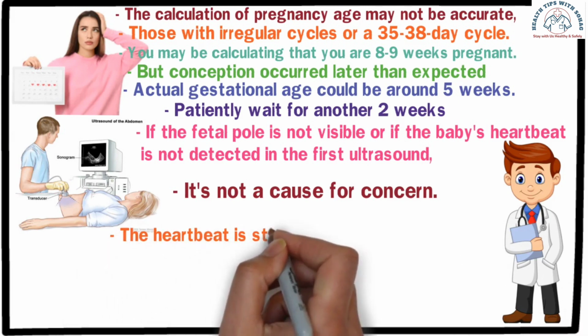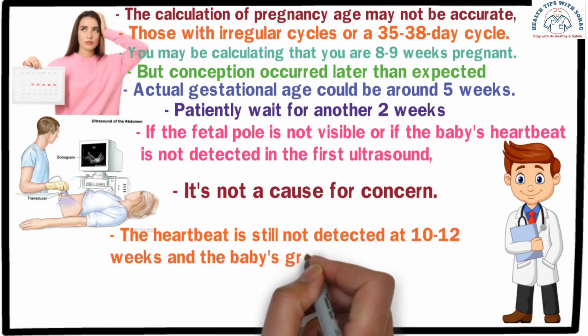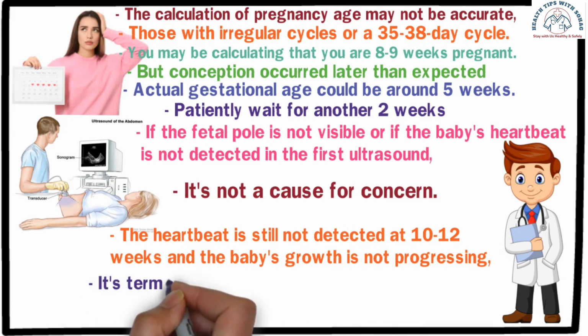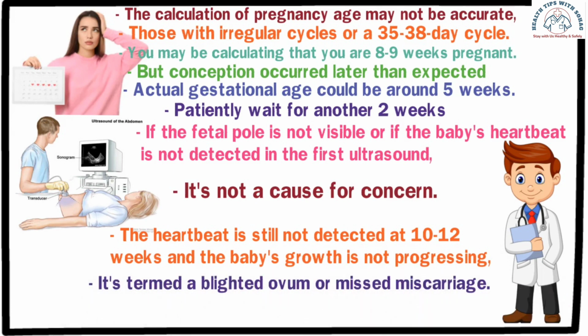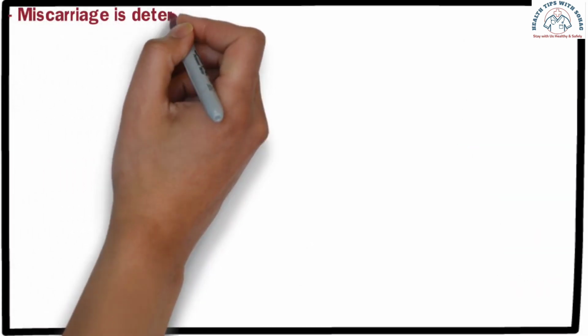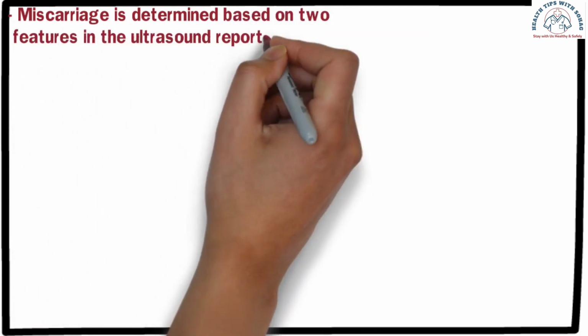However, in some cases where the heartbeat is still not detected at 10 to 12 weeks and the baby's growth is not progressing, it is termed a blighted ovum or missed miscarriage. This can be verified in a couple of ways. Typically, a miscarriage is determined based on two features in the ultrasound report.